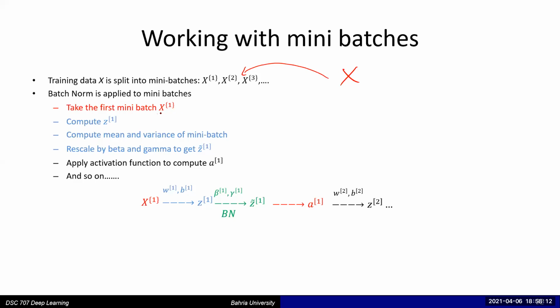What we do, we take the first mini batch, X1. We pass the training examples in that particular batch using a forward pass. And suppose there are 10 samples in a mini batch. Then you will compute the forward pass, and then you will compute the mean and variance. It means you are computing the mean and variance from these 10 samples because the batch size is 10. And then you will subtract the mean, divide by the variance, and then scale by beta and gamma to get the Z tilde. And eventually you apply the activation function to this to compute the activation or the output of this first layer.